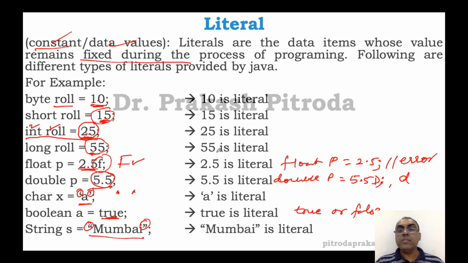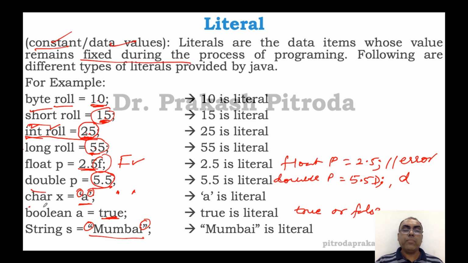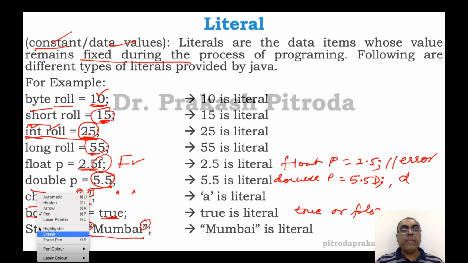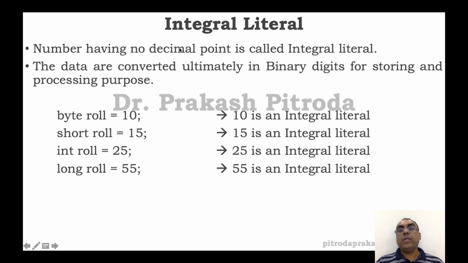So they are called literals. They are the data value. Any value you want to store, you need to have the required data type, and then you have to write the literal matching the data type. Now, let us go a little bit more into literals. Integral literal: when I say a number is an integer, it means a number with no decimal point is called an integral literal.